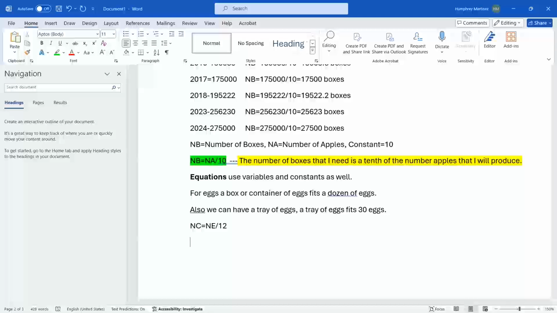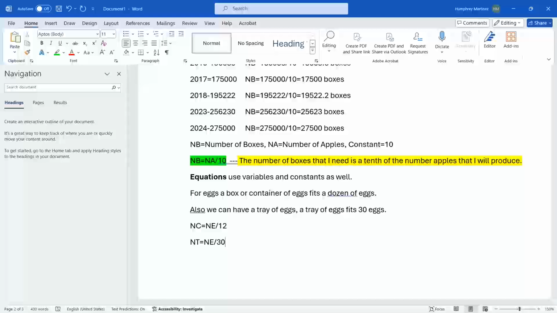The number of trays, it will be equal to? 30. No. It will be equal to the number of eggs divided by what? Oh, no, by a tray is 30 eggs. It will be 30. Okay. Is the number of eggs that we are making the equation?